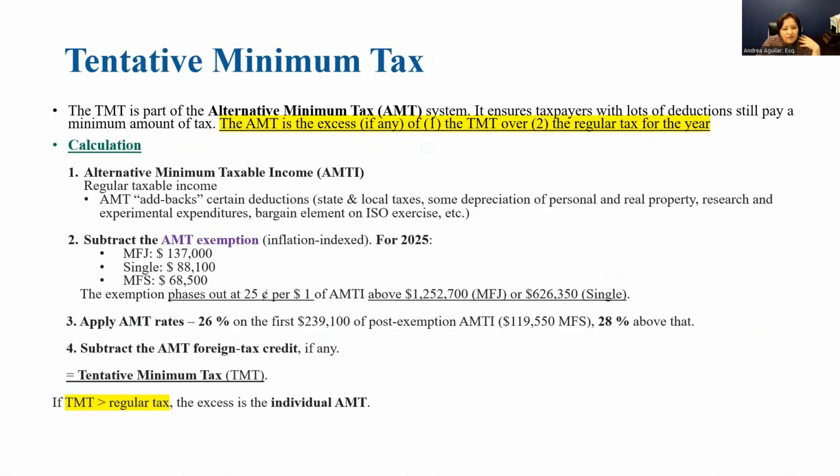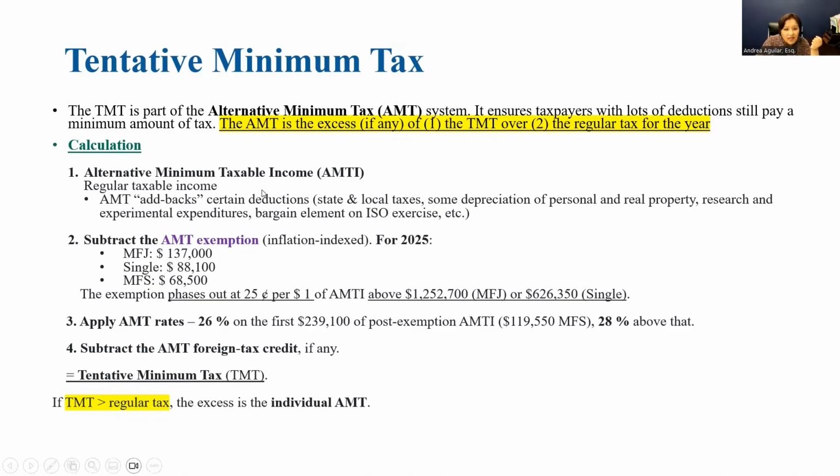The tentative minimum tax, or TMT, is part of the alternative minimum tax system. So it ensures that taxpayers with a lot of deductions still pay a minimum amount of tax. So the alternative minimum tax is the excess, if any, of the tentative minimum tax over the regular tax for the tax year. Okay, so let's calculate this. The alternative minimum taxable income first.